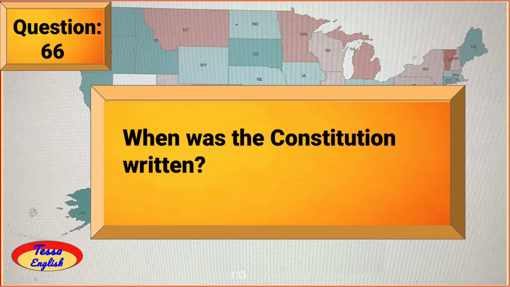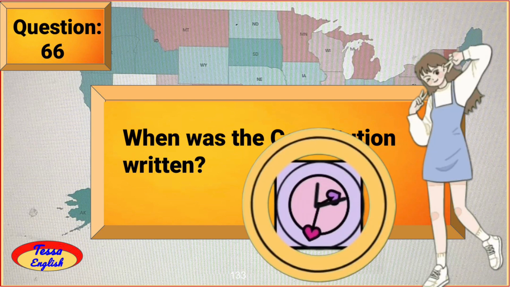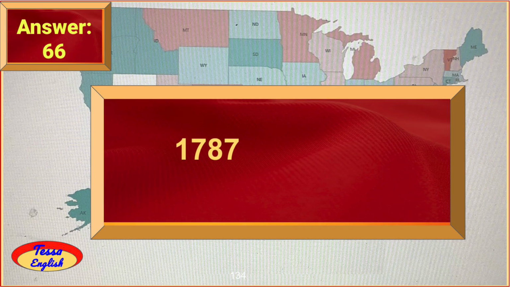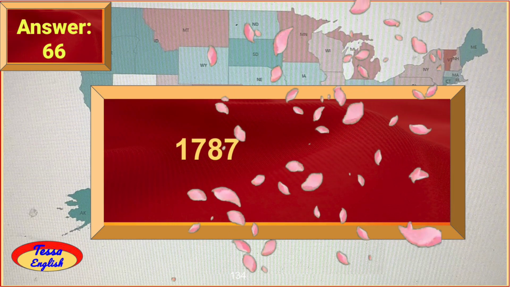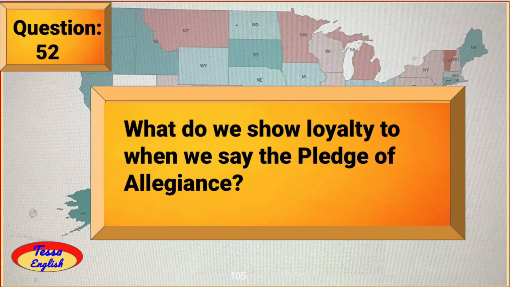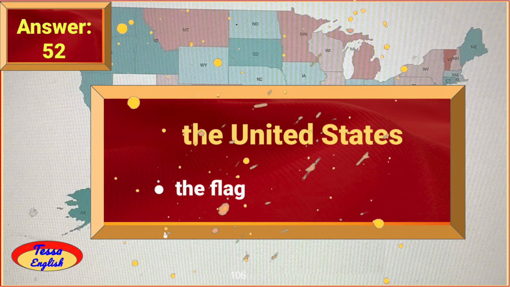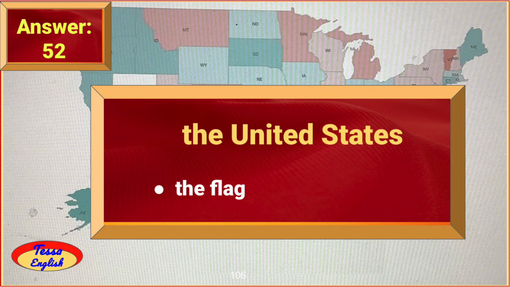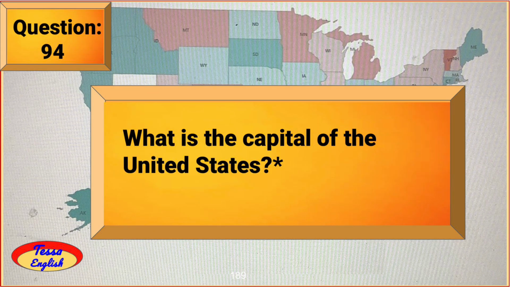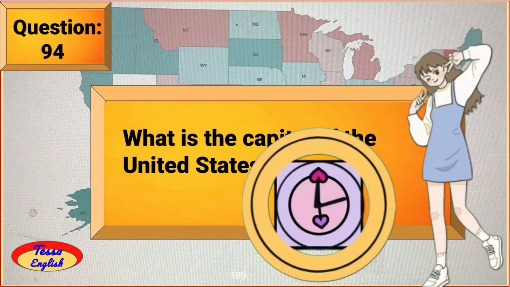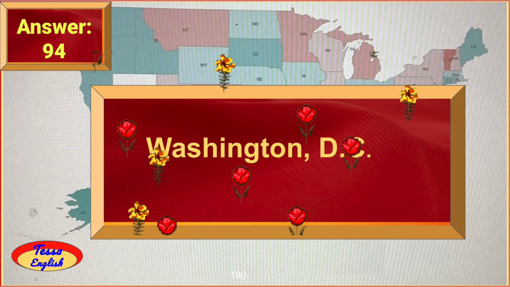When was the Constitution written? 1787. What do we show loyalty to when we say the Pledge of Allegiance? The United States. What is the capital of the United States? Washington, D.C.